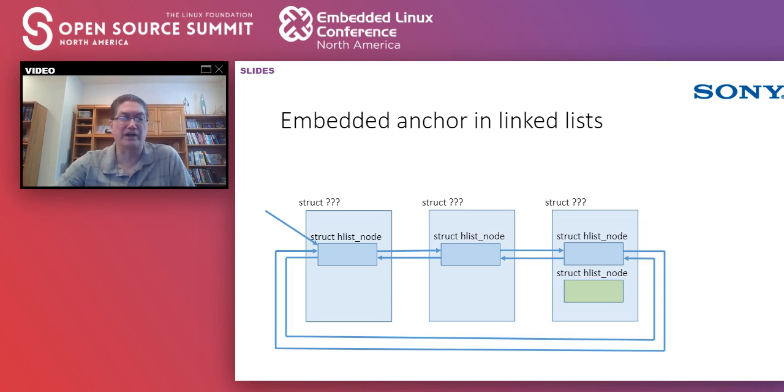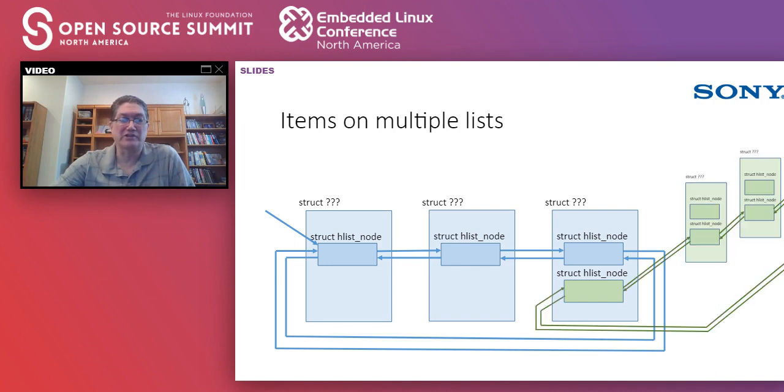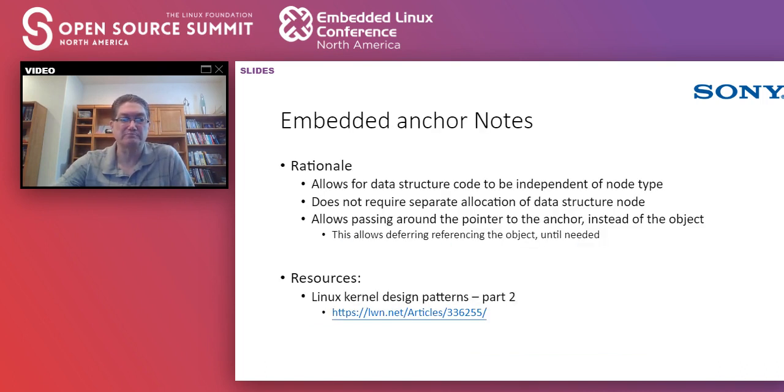And here's an example of how you have a struct hlist_node. You can have multiple objects that are on a list. In this case, this is just the standard doubly linked list. But one of the objects could also be on another list. And so you can see that the list code only has to refer to its structures, and it doesn't have to know anything at all about the objects that are contained on the list.